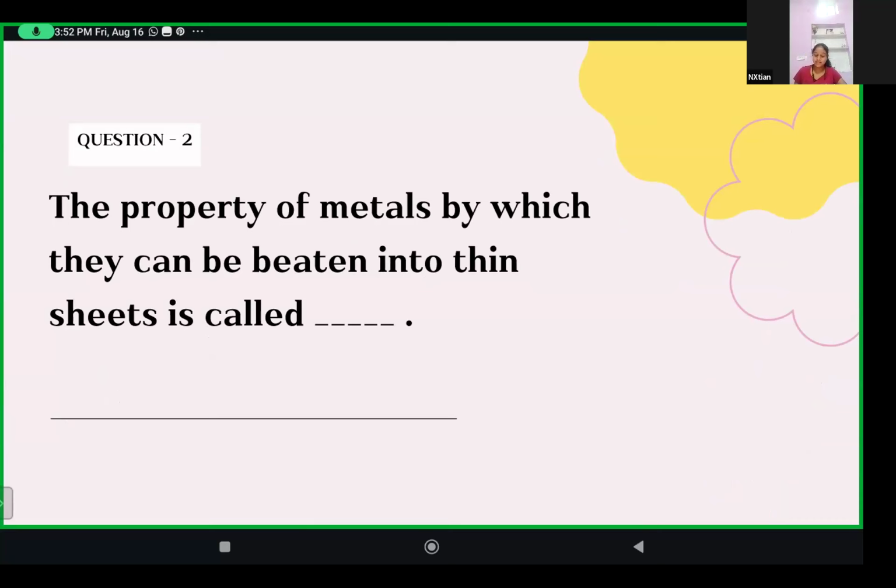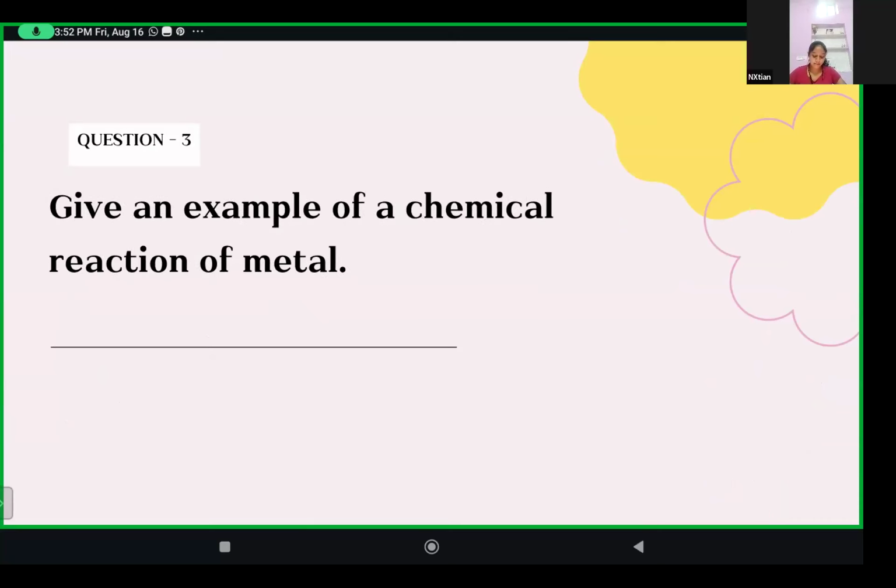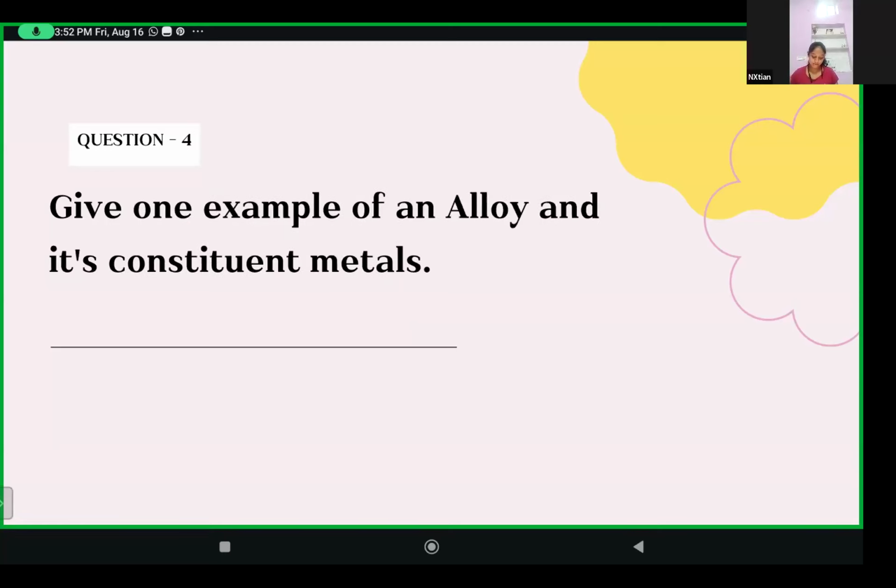Here goes your third question. Give an example of a chemical reaction of metal. You don't have to give rust. Okay. Then the last question for Anaya. Steel. It's made of iron and... okay.